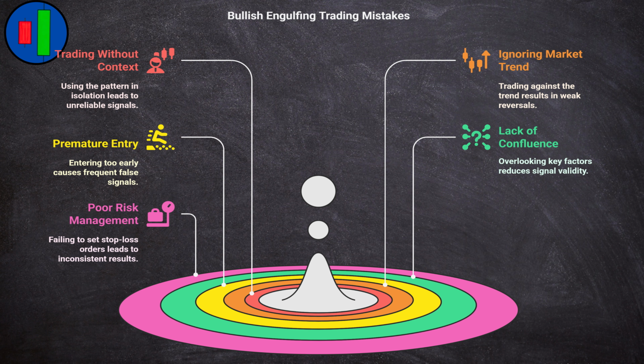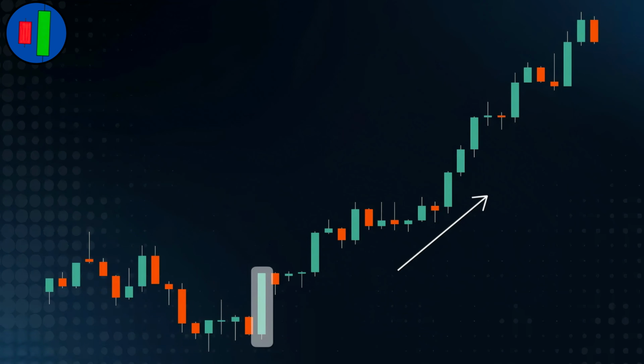Lack of proper confluence. Overlooking key factors like support and resistance levels, trend lines, RSI or MACD signals, moving averages, and volume reduces signal validity. And poor risk management. Failing to set appropriate stop-loss orders below the engulfing candle's low or not defining risk-reward targets leads to inconsistent results. To fix this, always treat a bullish engulfing as just one clue, not a sure thing.